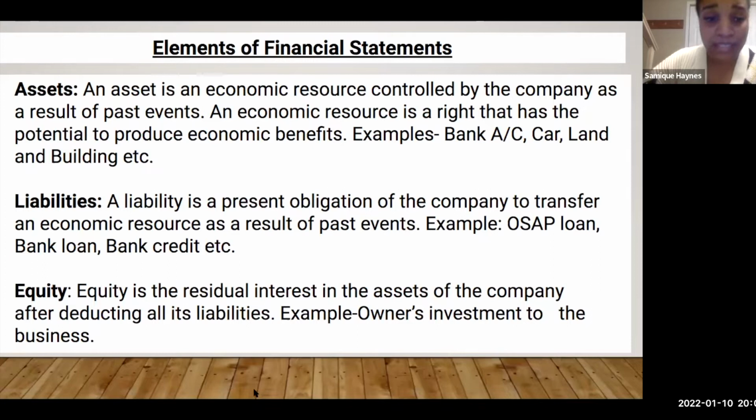Accounts receivable, write this down, you'll need it later on. Accounts receivable, this happens when you sell something, someone does not pay you, but they're going to pay you later on. So that's accounts receivable, okay? That's an asset, right? They promise to pay you.